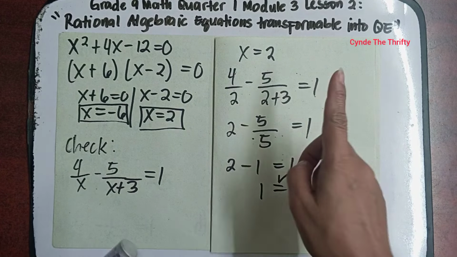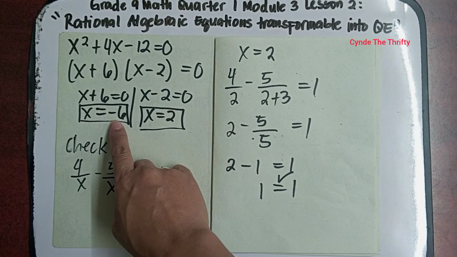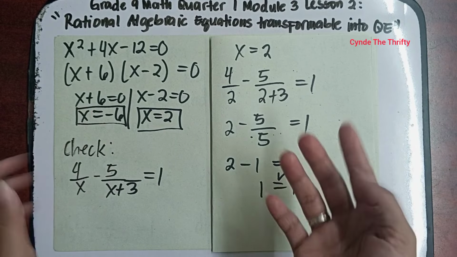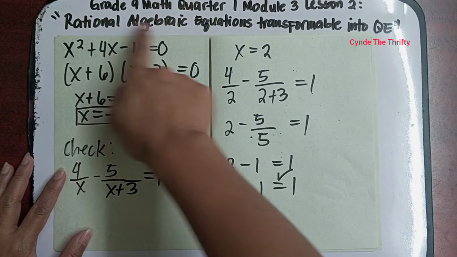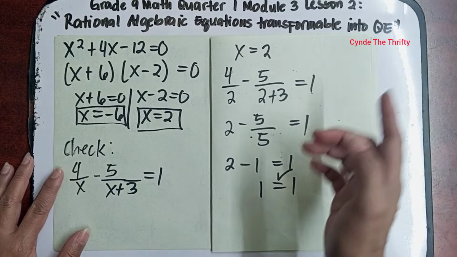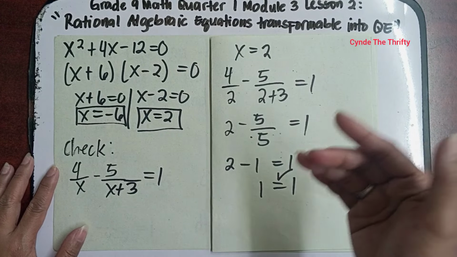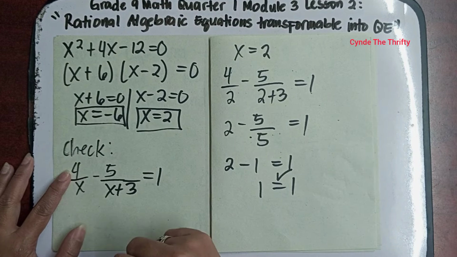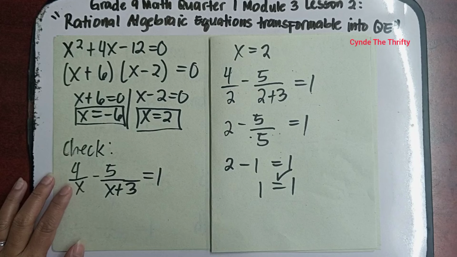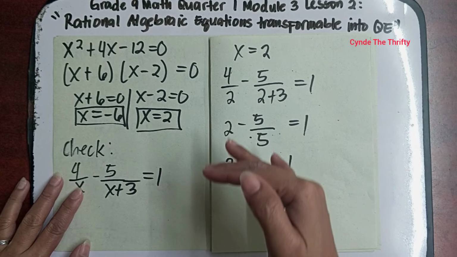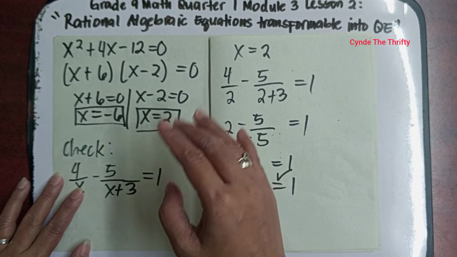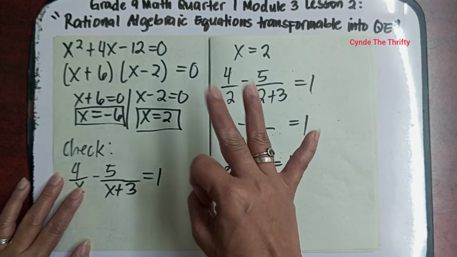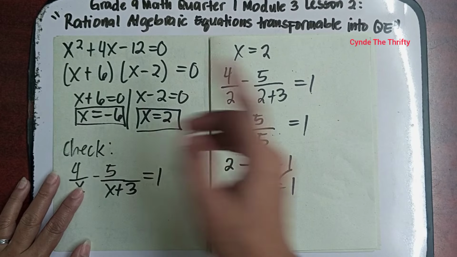So, ibig sabihin, tama ang ating solutions na x is equal to negative 6 or x is equal to positive 2. O, diba? Ganyan lang kadali, guys, ang mag-transform ng rational algebraic equations into quadratic equations. Tapos, madali lang din makuha ang iyong roots or ang iyong solutions kapag na-transform mo na siya into quadratic equation. Marami tayong paraan sa pagkuha ng roots pero ang ginamit natin dito is by factoring. Okay, so pwede nyo rin gamitin yung quadratic formula. Pwede rin completing the square or pwede rin extracting the square root. So ang ginawa natin dito is by factoring.